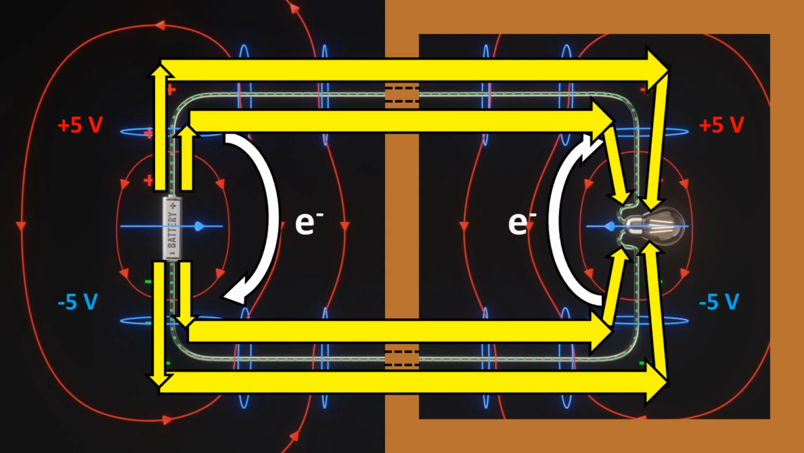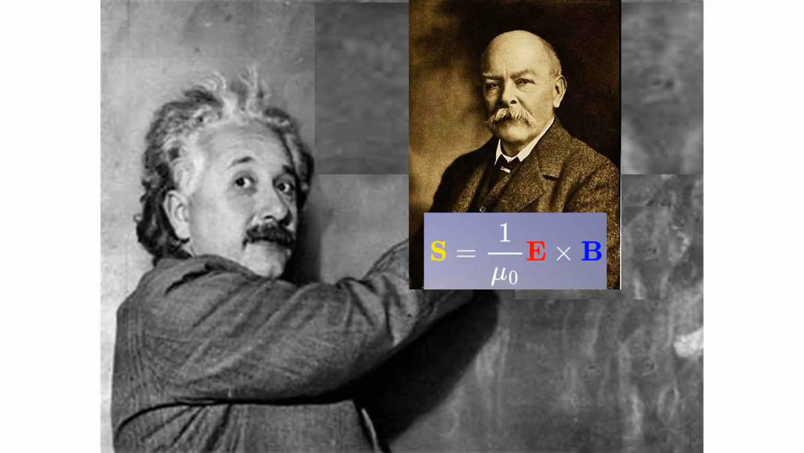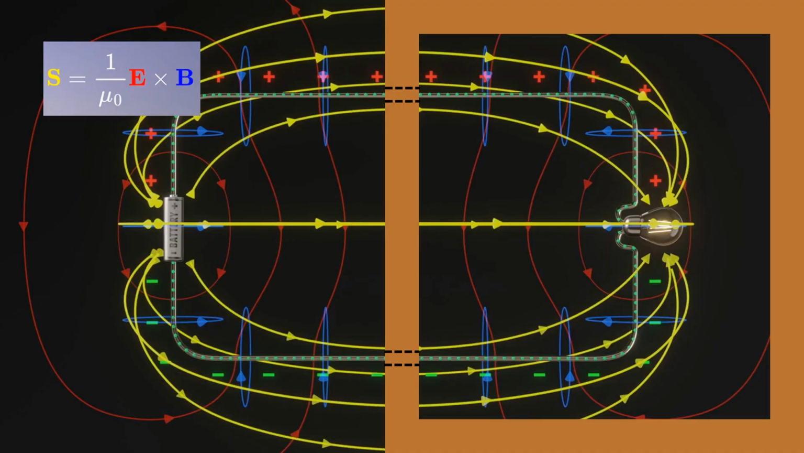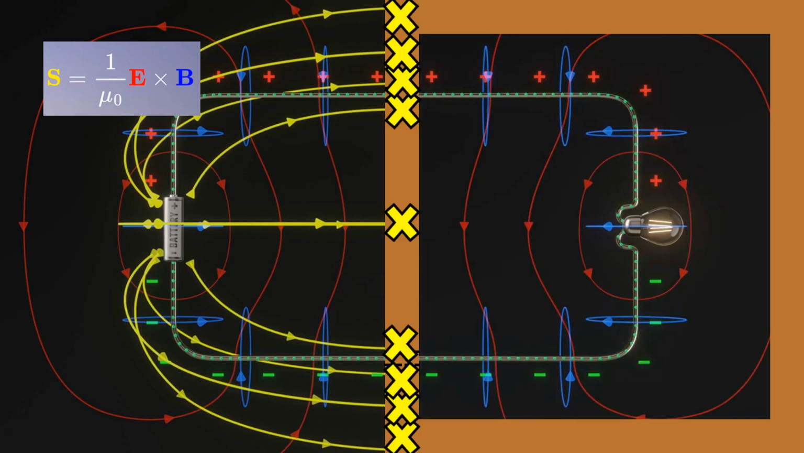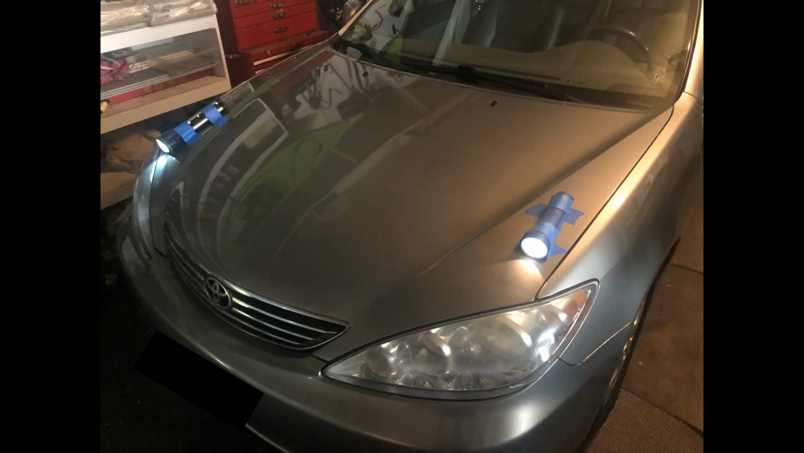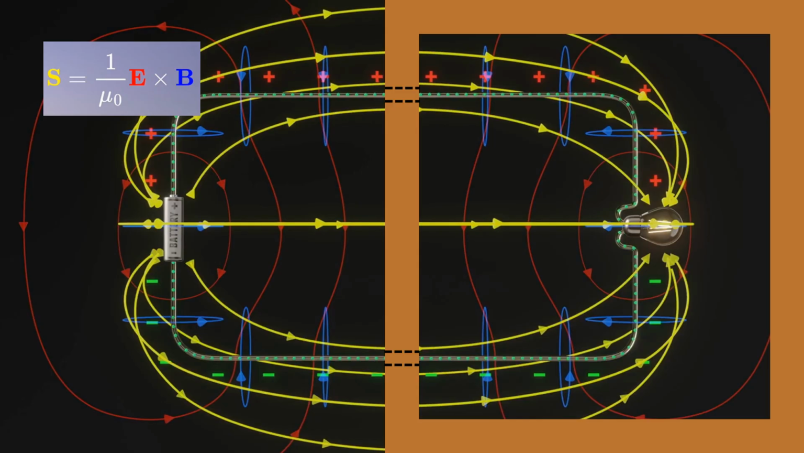But that answer may not be as obvious to someone taught with the Poynting explanation. After all, electric fields don't exist inside conductors, and since the Poynting vector is proportional to the strength of the electric field, it would be reasonable to assume that the Poynting vector would also be blocked by the box, meaning the light should turn off. Of course, our cars are filled with wires running through holes in conductive sheet metal, and yet my lights still turn on just fine. Therefore, this box probably won't block energy flow either.